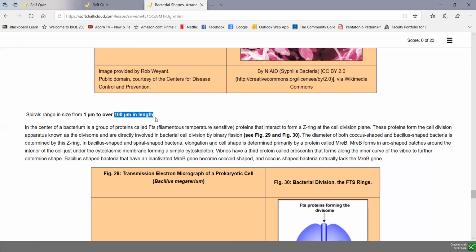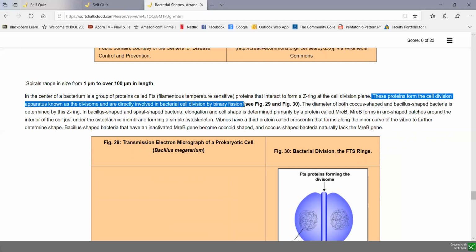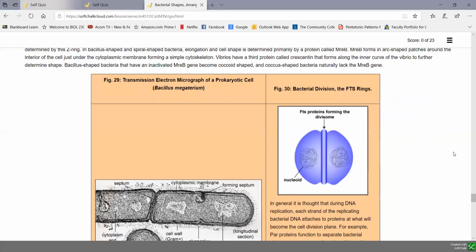Now, during bacterial division, in the center of a bacterium are a group of proteins called FTS proteins. FTS stands for filamentous temperature sensitive proteins, which you don't have to know. These are the proteins that interact and form what's called a Z-ring in the cell division plane. So it's these FTS proteins that form the cell division apparatus called the divisome that are involved in bacterial binary fission. In figure 30 in this illustration, we see a coccus that's already divided its DNA. So we see the nucleoid. And in the center, when it gets ready to divide, is a ring of proteins called FTS proteins. These all work collectively to divide the bacteria in two during binary fission.